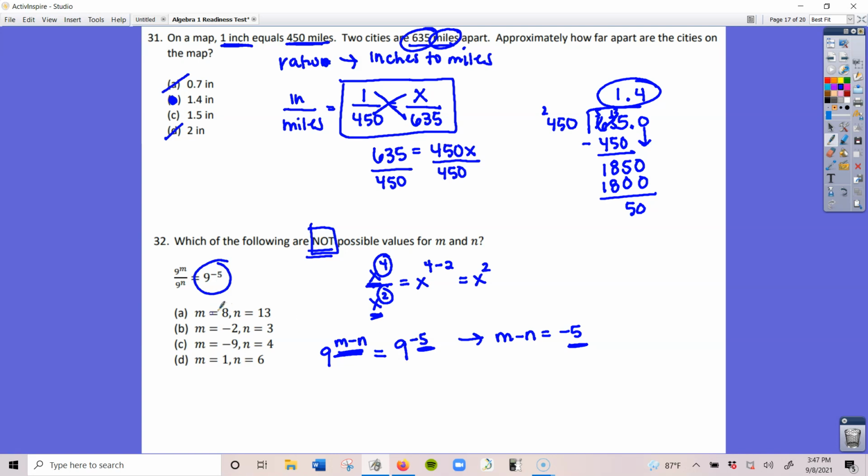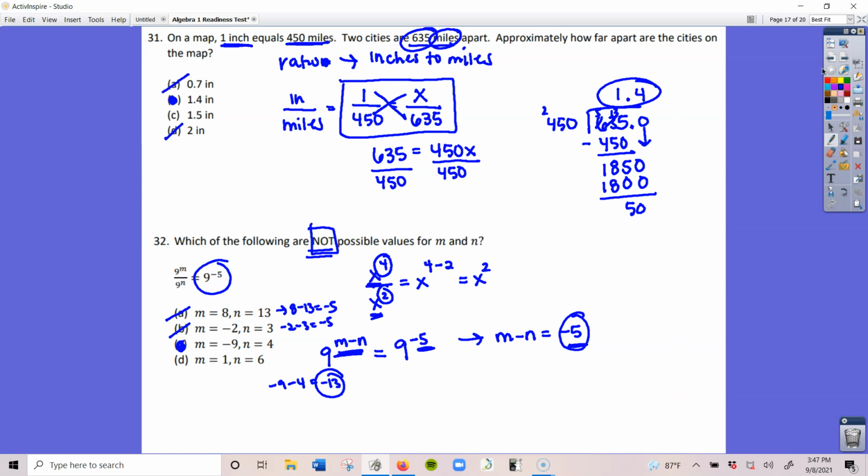For this first one, m is 8, n is 13. 8 minus 13 is negative 5, so it can't be this one. Negative 2 minus 3 is also negative 5, so it can't be that one. Negative 9 minus 4 is equal to negative 13. This is not negative 5, and that's what the question is asking, which of the following are not possible values. So C.